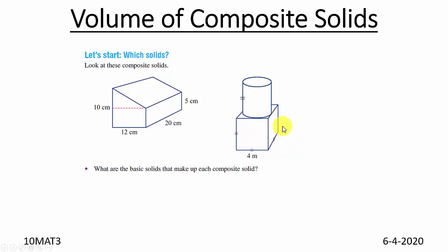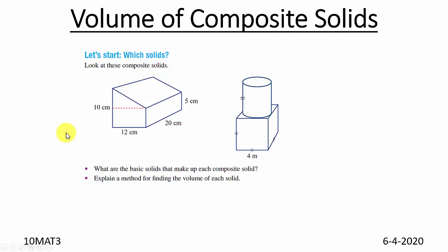So here we've got a cube with a cylinder sitting on top, and note that the cylinder goes from one edge of the cube to the other edge. Not always, but in this case that's what's happening. Here we've got a rectangular prism with a triangular prism sitting on top.